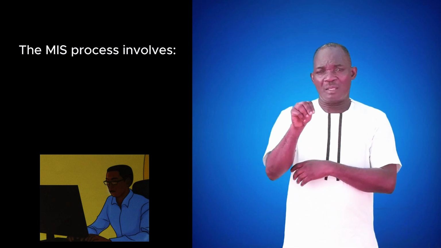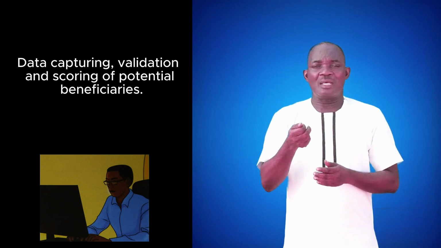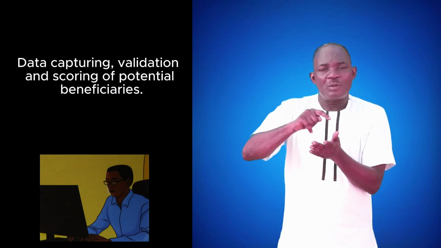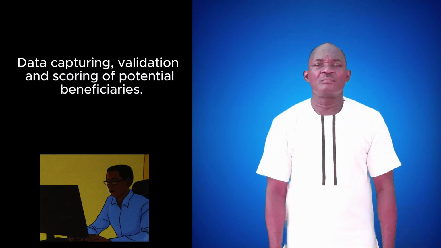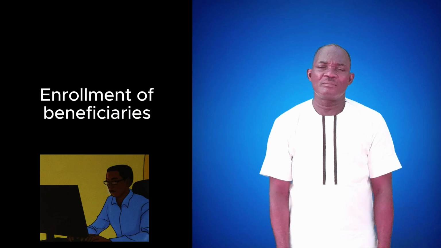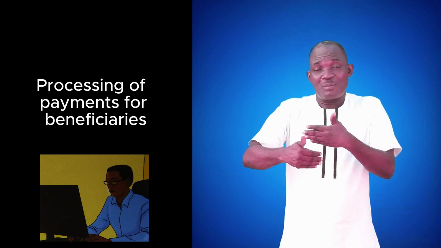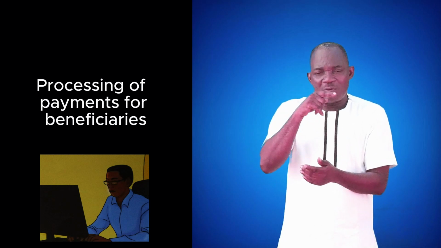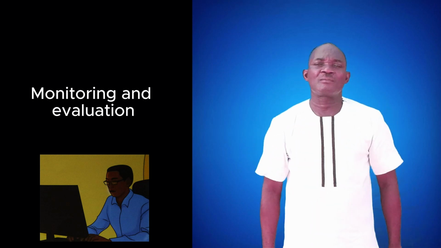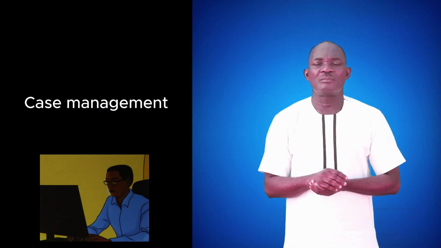The MIS process involves data capturing, validation, and scoring of potential beneficiaries. Selection of beneficiaries. Enrollment of beneficiaries. Processing of payments for beneficiaries. Monitoring and evaluation. Reconciliation of payments. Case management.